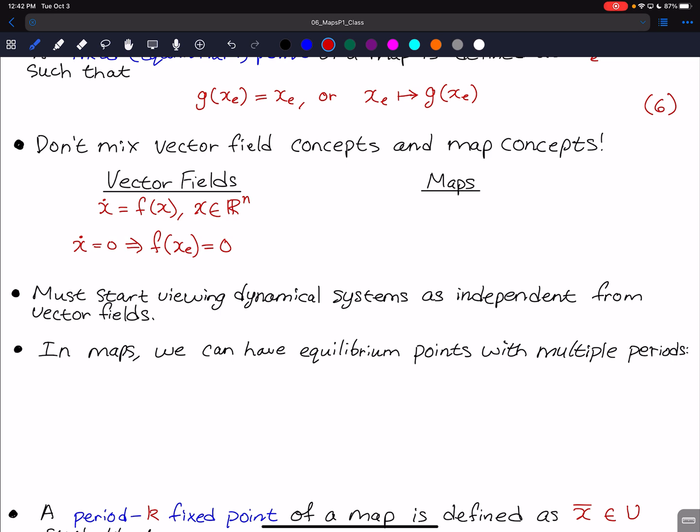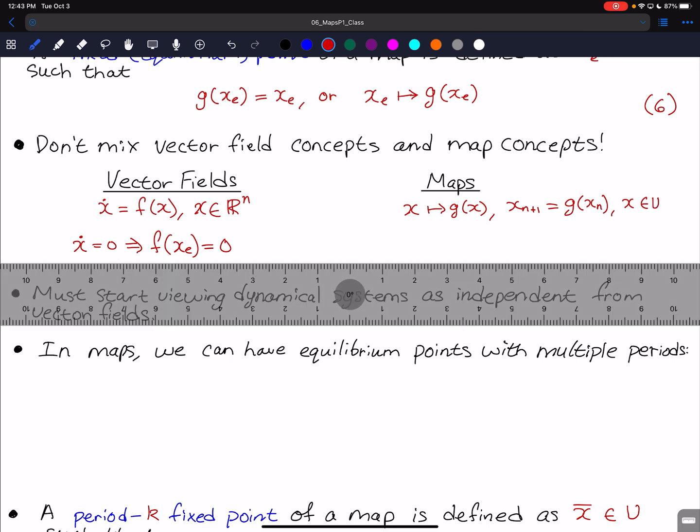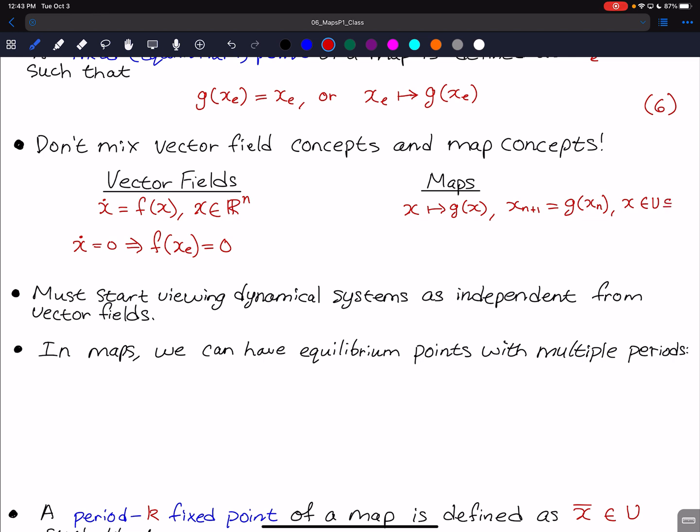For maps, we say that x is mapped from g of x, or xn plus 1 is equal to g of xn. Here, x is in some subset of real numbers. It could be the whole real numbers, but generally, it's some subset. In this case, the equilibrium points are found from the map itself being evaluated at the fixed point, such that xe is equal to g of xe.